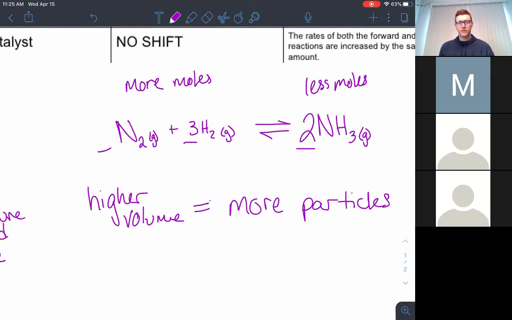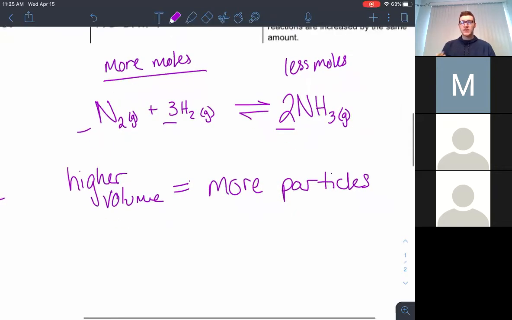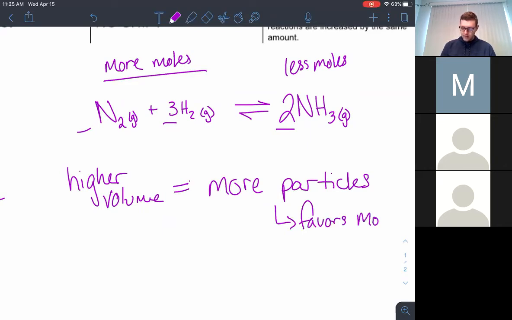The reactants, because there's more moles, or more particles flying around. And if there's more room for those particles to fly around, there's going to be more of them there. So it favors the side with more moles. Whichever side has more moles, it's going to favor.